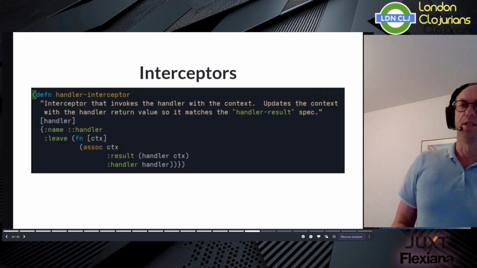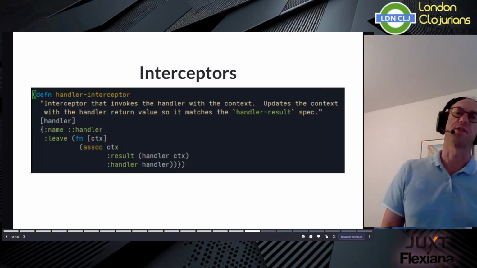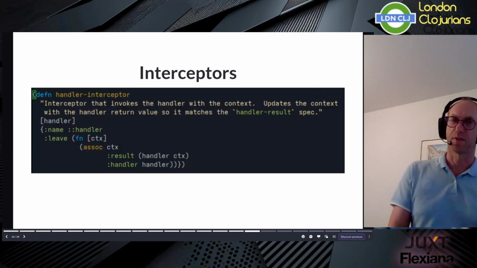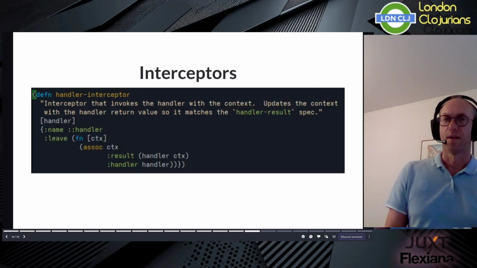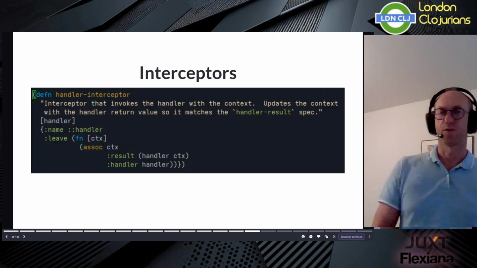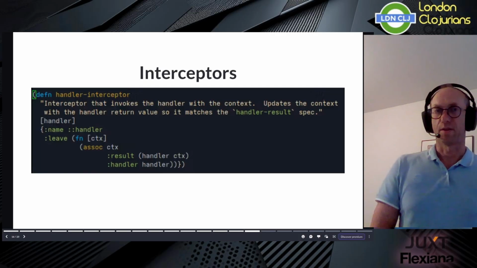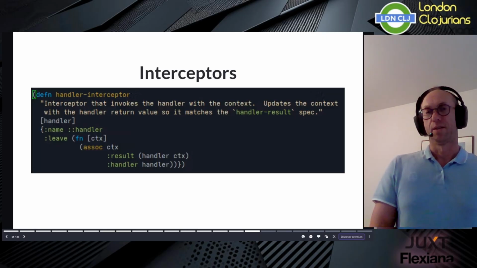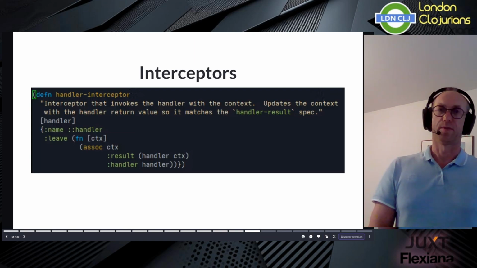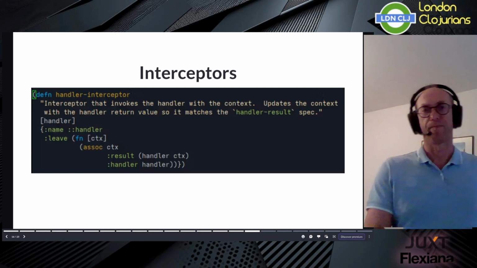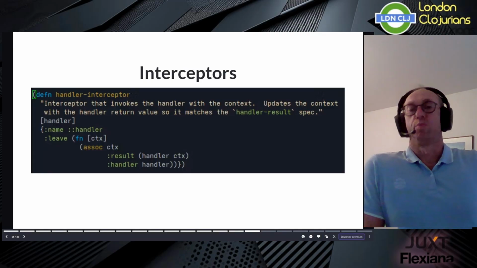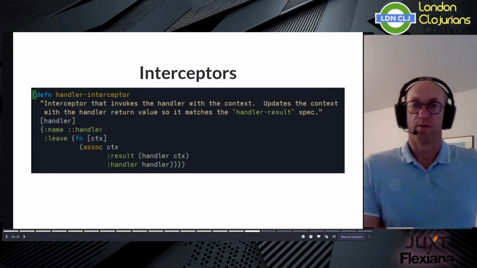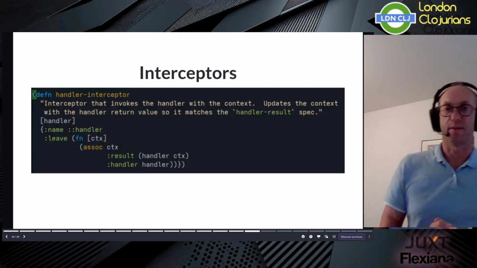Now this here is the handler. I already mentioned that the handler, which is just a function that accepts the context as a single argument, is internally wrapped in an interceptor, and this is the code for that. So what it does is it just calls the handler with the context, puts the response, the return value, in the result key, and it also adds the handler itself to the context. Could be useful for debugging purposes or, I don't know, logging, things like that, inspection.